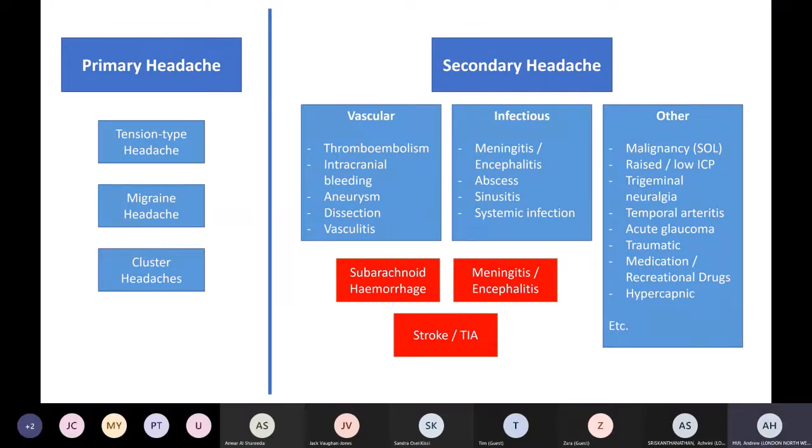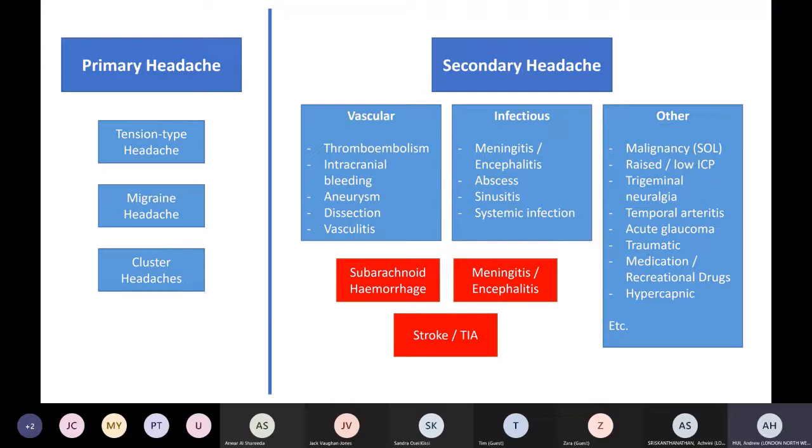Now, with a secondary headache, we need to use the surgical sieve essentially, because lots of different diseases can cause a headache as part of their symptomatology. I've written here vascular, like your thromboembolism, your intracranial bleeding, your aneurysm or dissection, your infectious causes, and many, many others, and the list goes on and on.